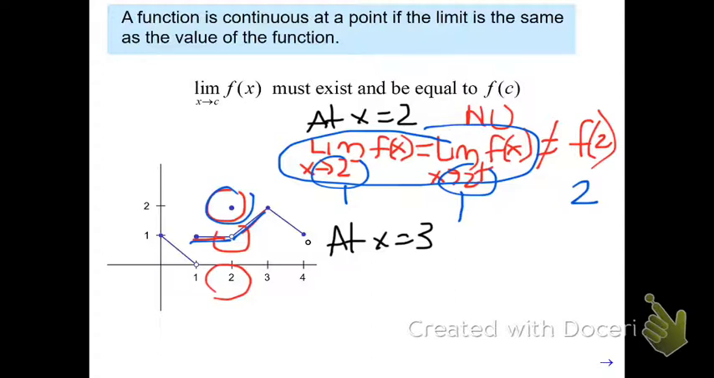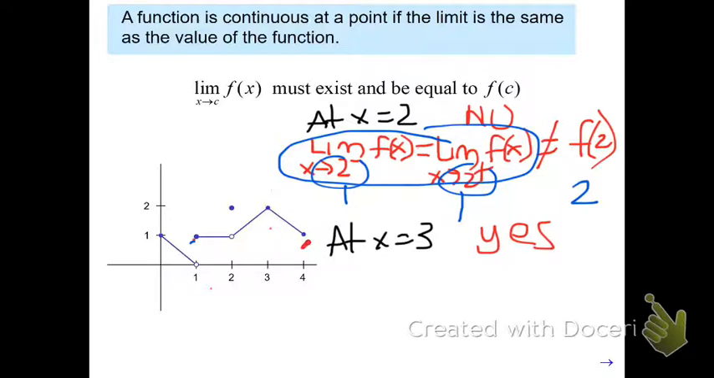Okay, moving on to x equals 3. Okay, at 3, I think you can clearly see that it is continuous. Why? I don't have to pick up my pencil to get past 3. One solid piece. So at 3, it is continuous. So if the question was, is the function continuous at 3? I would say yes. Now, how do I justify that it's continuous at 3?